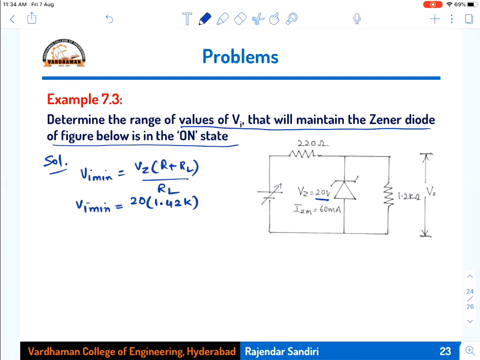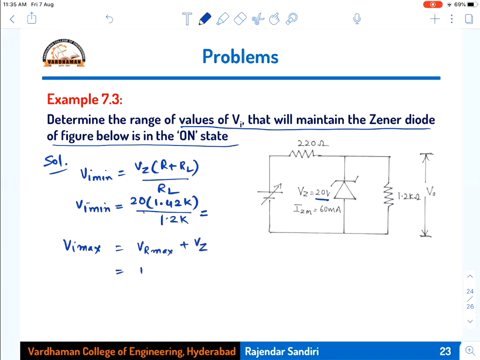Next, R plus RL is 220 plus 1200, that is 1420 ohms, divided by RL, which is 1.2 K. How much is this one? Can some of you tell? 20 into 1.42 divided by 1.2. That is Vi minimum.